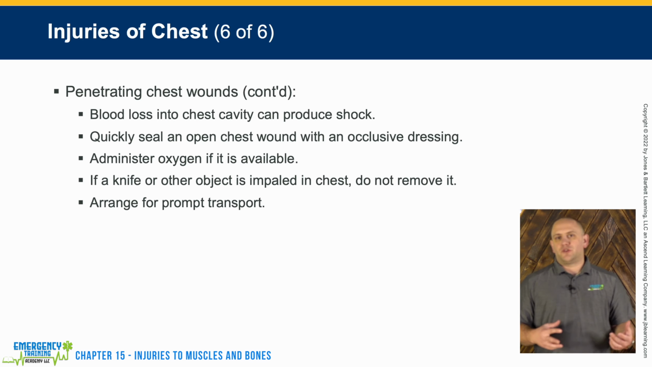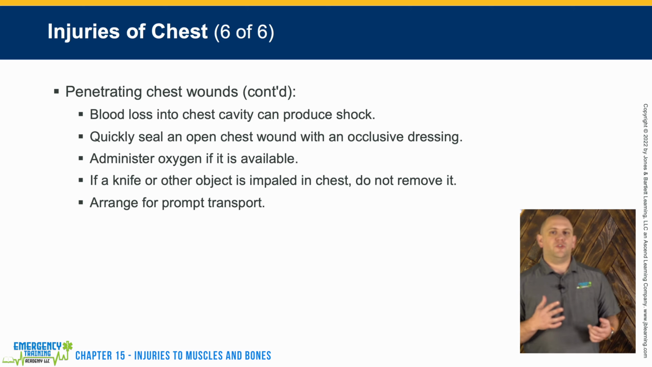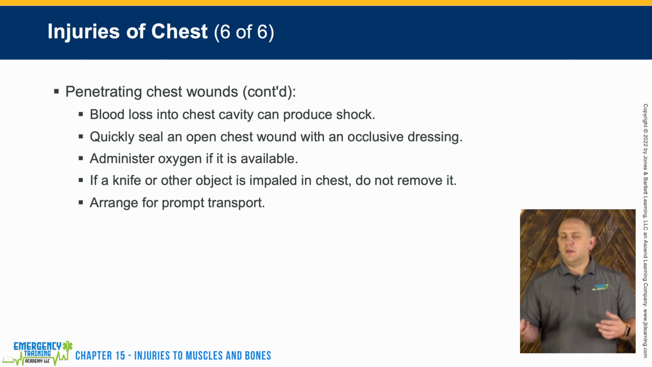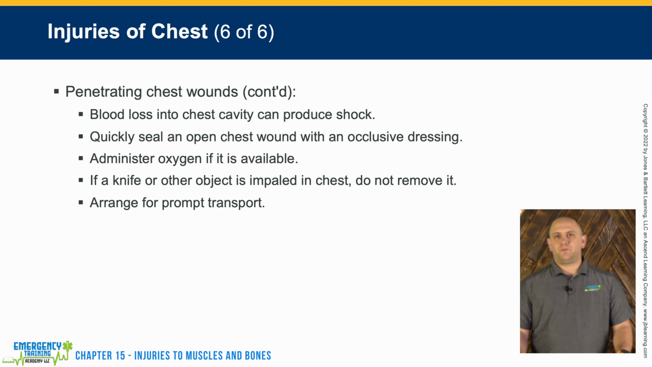Anytime we have one of these penetrating wounds where we have blood or air escaping, we need to quickly seal it using an occlusive dressing, administer oxygen, and arrange for prompt transport. If there is an impaled object still in the chest, we want to make sure that we're not removing it. If we remember, any of those impaled objects can actually be slowing the bleed or tamponading it completely. And if we remove an impaled object, it can cause the bleeding to become worse.